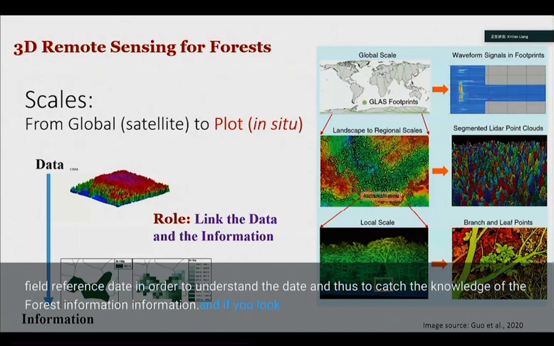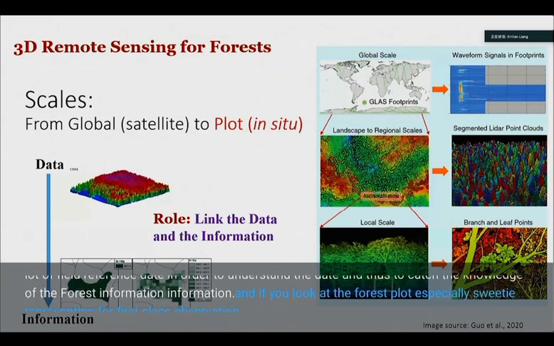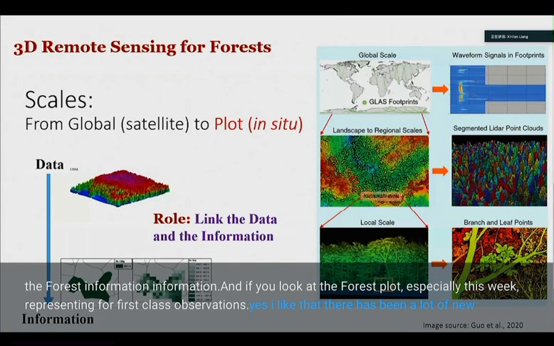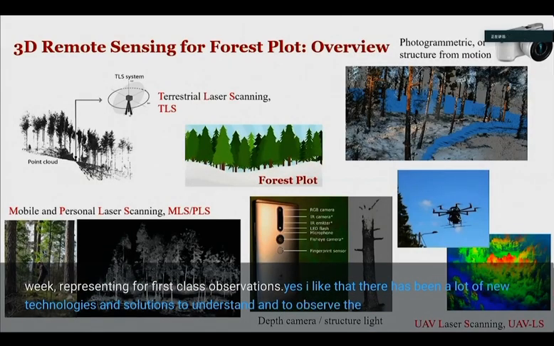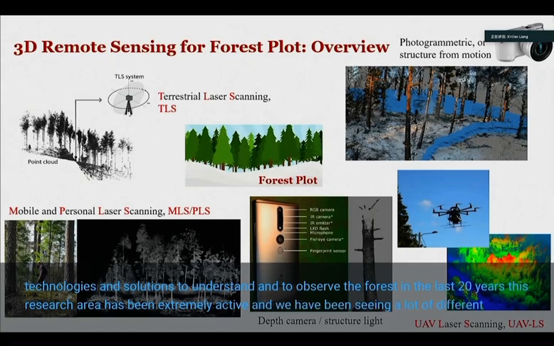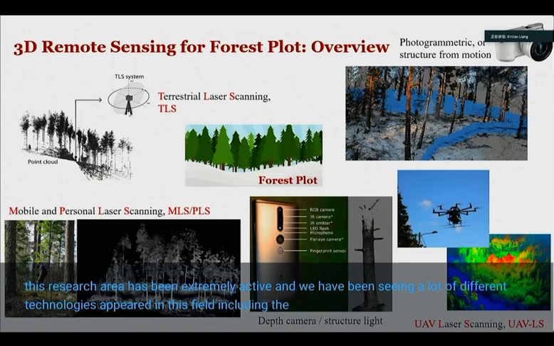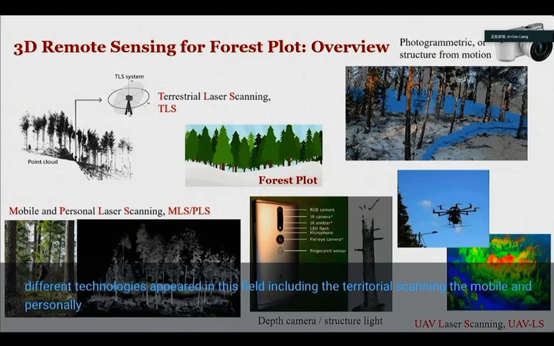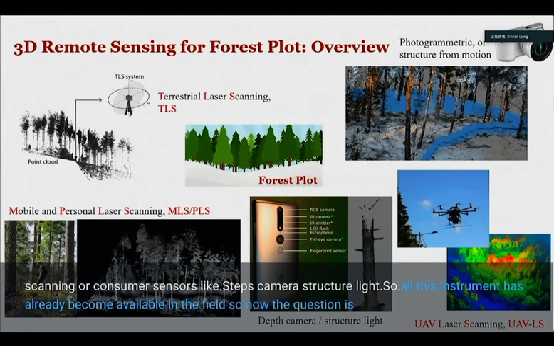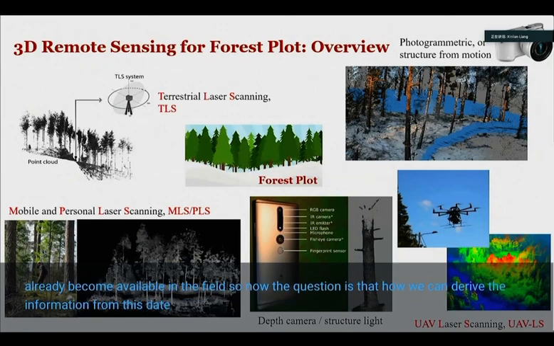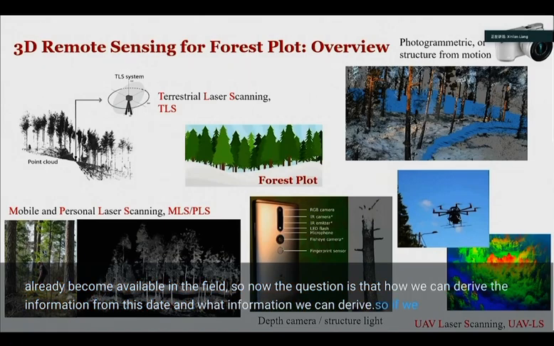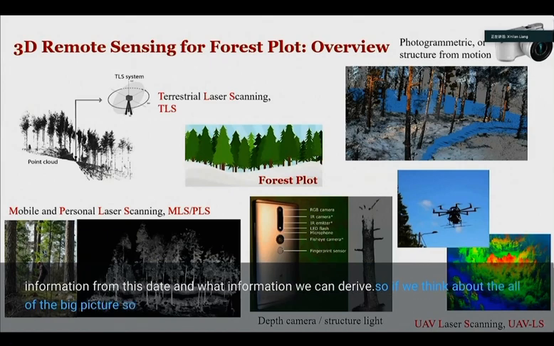Looking at forest plots, especially 3D remote sensing for forest plot observations, there have been a lot of new technologies and solutions to observe the forest. In the last 20 years, this research area has been extremely active, with technologies including terrestrial laser scanning, mobile and personal laser scanning, photogrammetry or structure from motion, UAV laser scanning, and consumer sensors like depth cameras and structured light. All these instruments have become available in the field. So now the question is how we can derive information from this data and what information we can derive. In the big picture, we have hardware and also software.